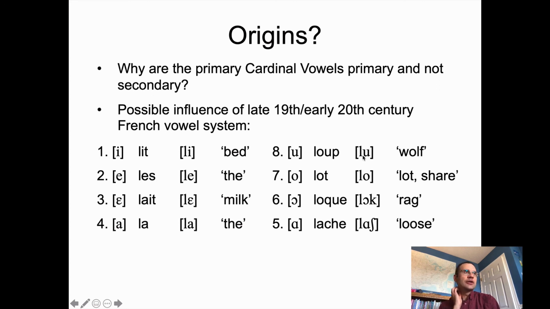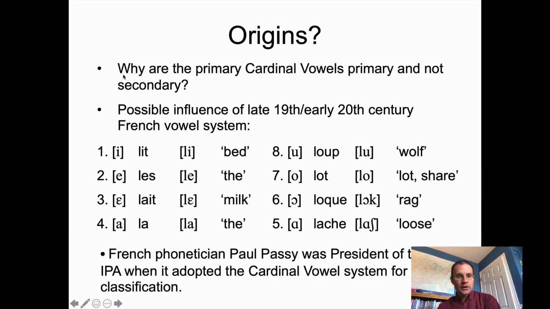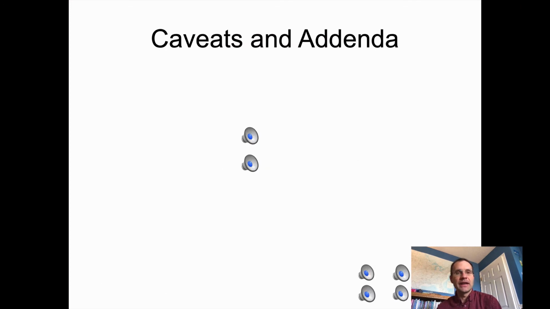So Daniel Jones was part of that IPA, part of that whole effort to create the alphabet as we know it, or shape it in the form that we now know it as. And so he kind of convinced the International Phonetic Association to use that vowel space diagram that we still use to this day, with the two-dimensionality of high versus low and front versus back vowels, because that's how he designed his cardinal vowel system. So there's another note here that French phonetician Paul Passy was the president of the IPA when it adopted the cardinal vowel system for vowel classification.